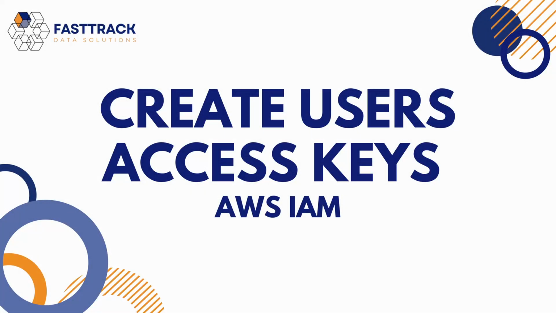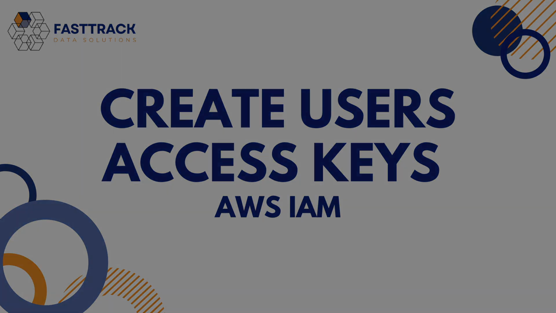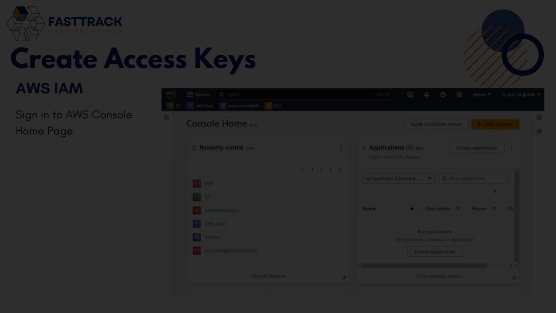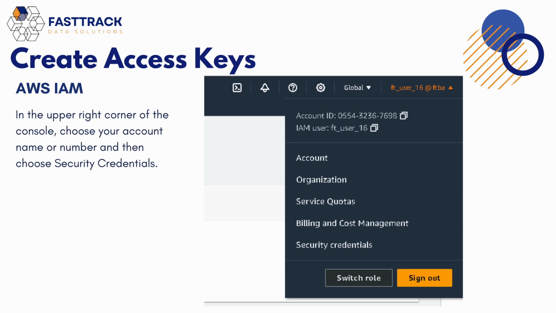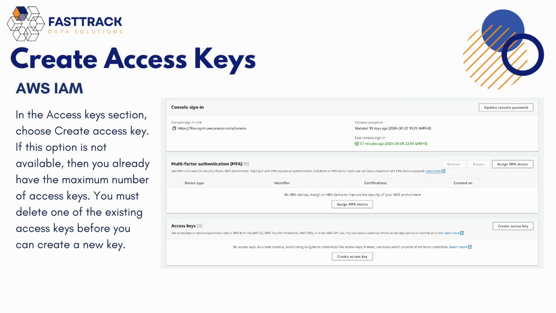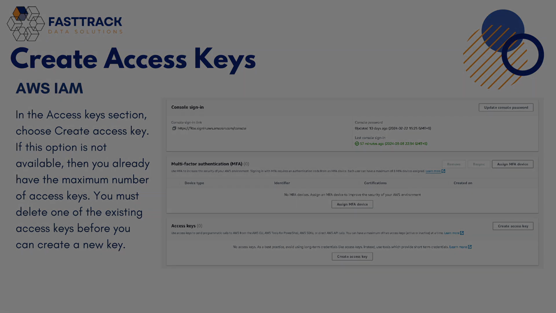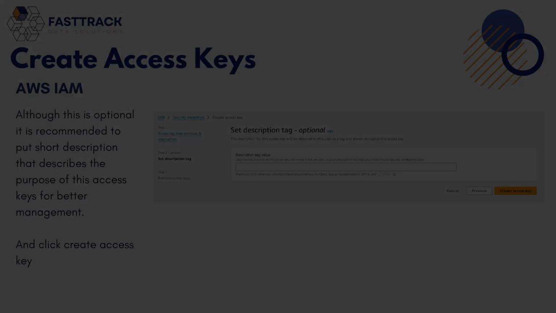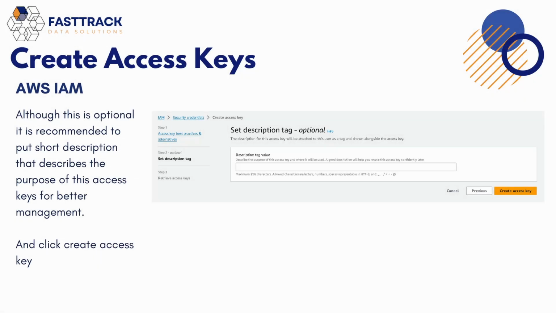Moving on to creating user access keys. On the console homepage, go to the upper right of the page and click on the drop-down box near your account name, then click on Security Credentials. Scroll down and locate the Access Keys section, then click on Create Access Key. On the Access Key Best Practices and Alternatives page, choose any use case that requires you to create access keys, then click on Next.